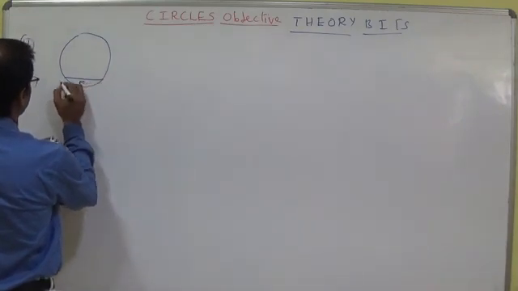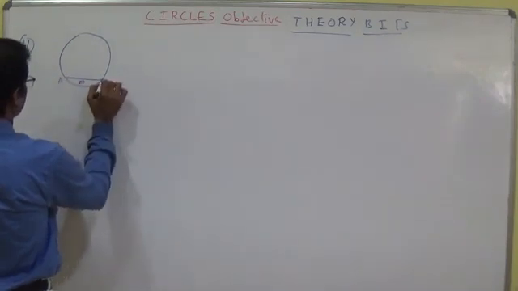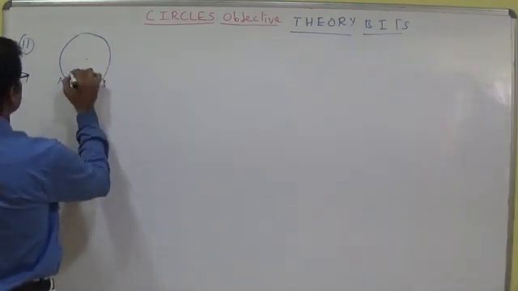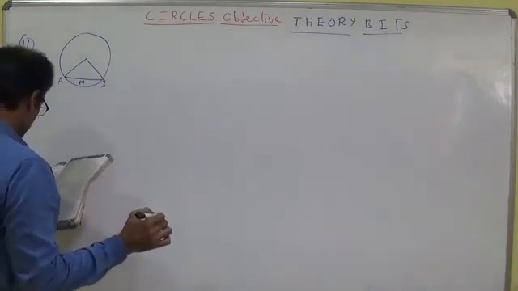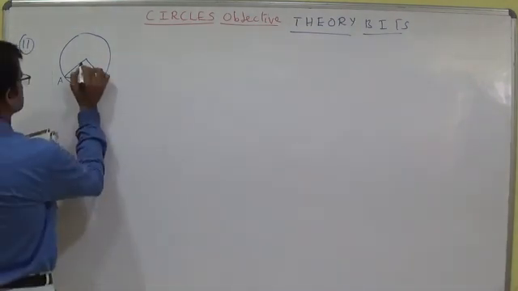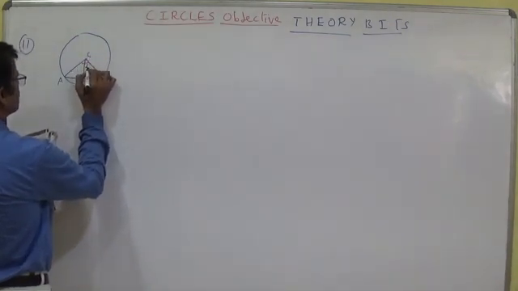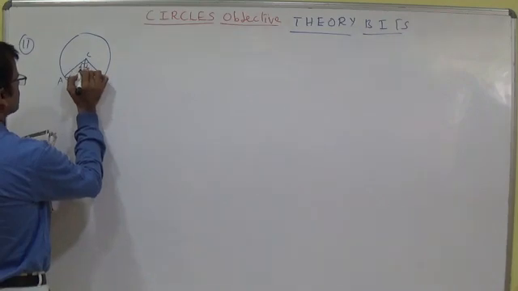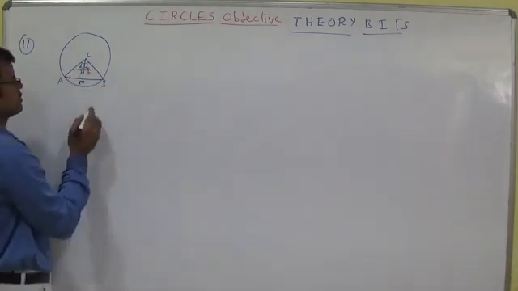Locus of the middle point of a chord of a circle. Let AB be a chord, M is the middle point, and it makes an angle alpha at the center. So draw like this. This is C. The chord making alpha at the center, then the half angle becomes alpha by 2.